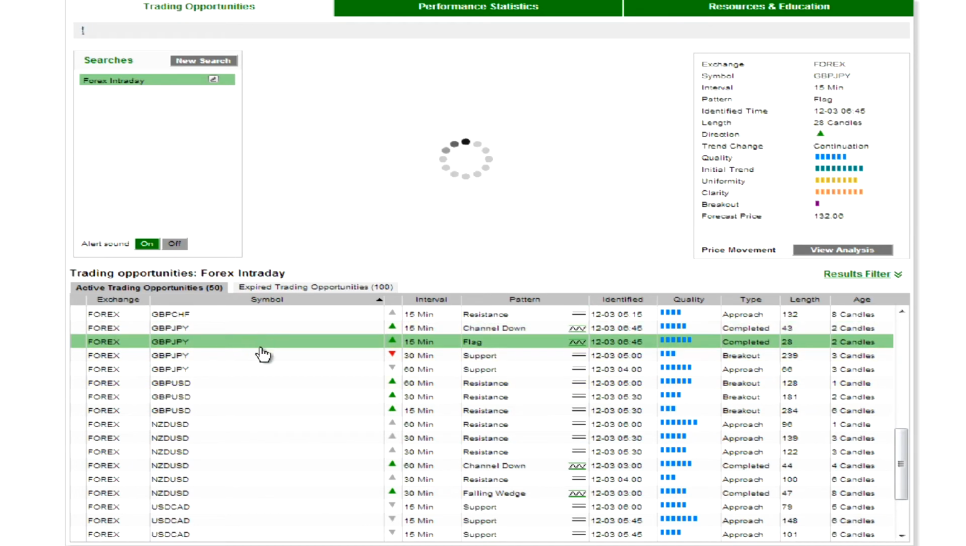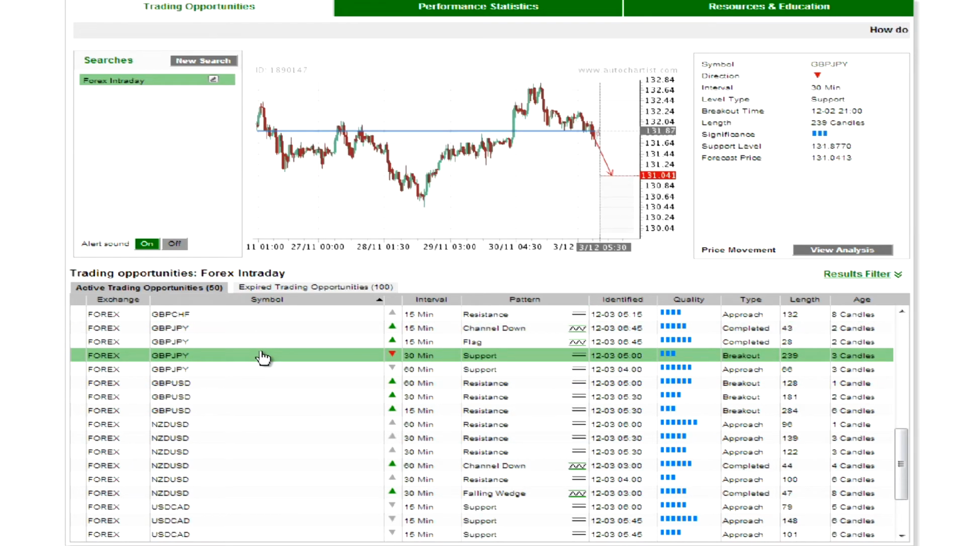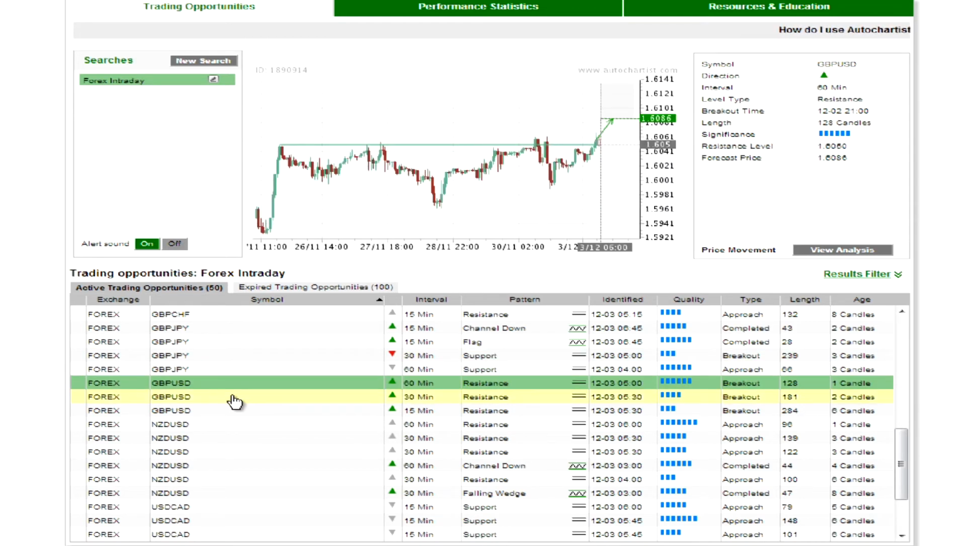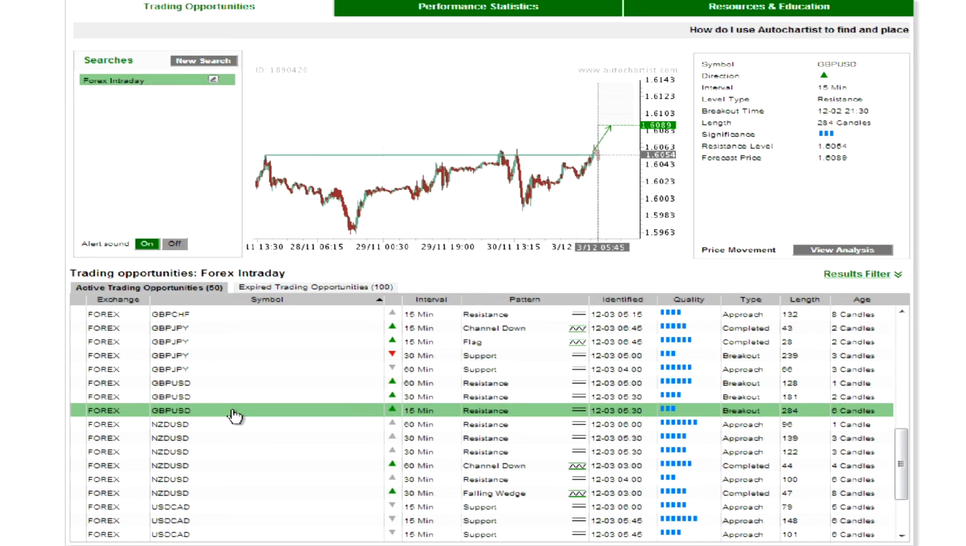GBP Japanese yen. Confusing indicators again. I'm going to skip that one. GBP USD. Okay, I like GBP USD because it has a lot of indications in the same direction on different time intervals.